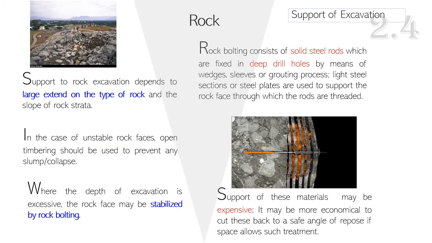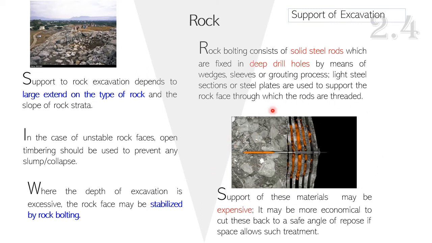For the last type of soil, which is rock, support to rock excavation depends to a large extent on the type of rock and the slope of the rock strata. In the case of unstable rock faces, open timbering should be used to prevent any slump or collapse. Where the depth of excavation is excessive, the rock face may be stabilized by rock bolting.